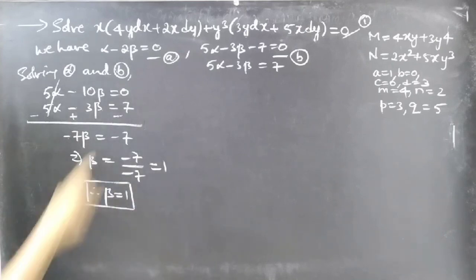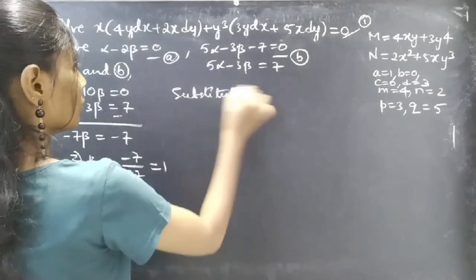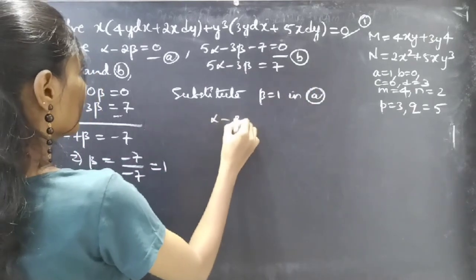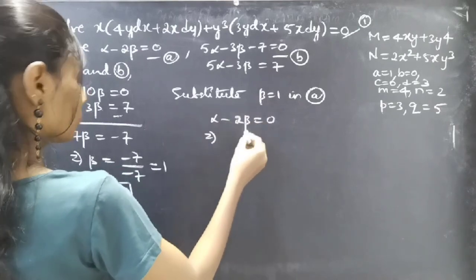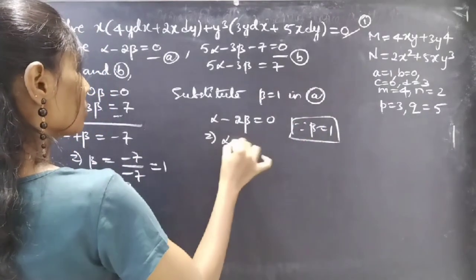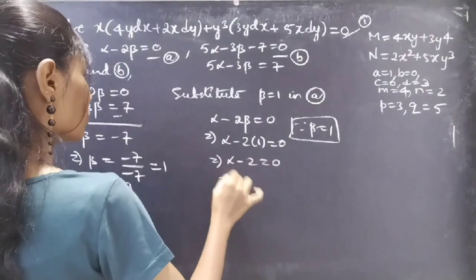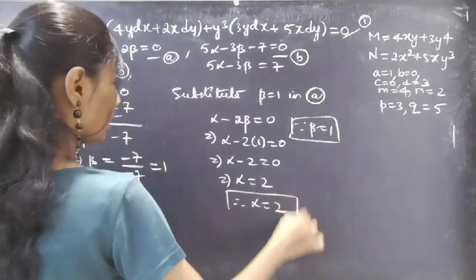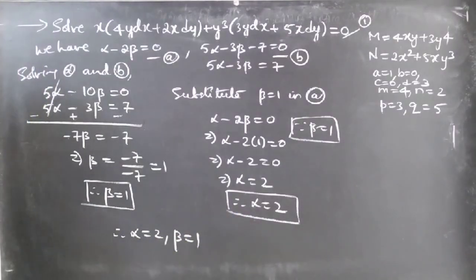Now substitute this beta equal to 1 in equation A. We have equation A, alpha minus 2 beta equal to 0. Now substitute the beta value, since beta equal to 1. So you'll get alpha minus 2 into 1 equal to 0. From this you'll get alpha minus 2 equals to 0, which gives us alpha equal to 2. Therefore alpha equal to 2 and beta equal to 1.